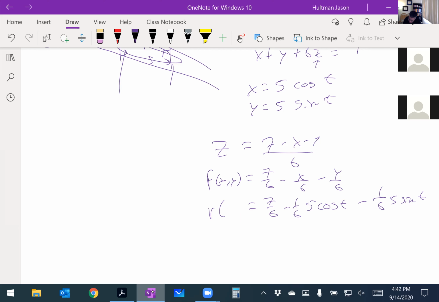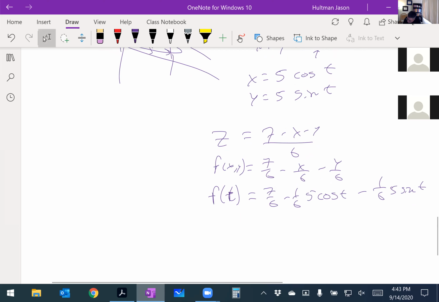And so actually it's not r of t yet because it's not a vector. This is just a function. This is just f of x, y. And now this is f of t, right? F of t. Okay, so this is f of t. It's not r of t yet, it's f of t. Okay, that's good. Because we need it to be a vector though.